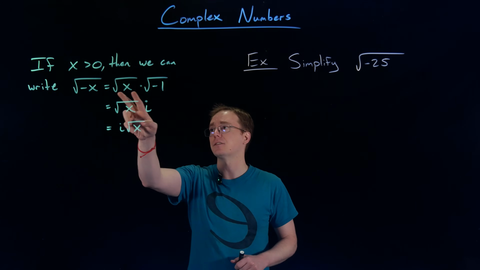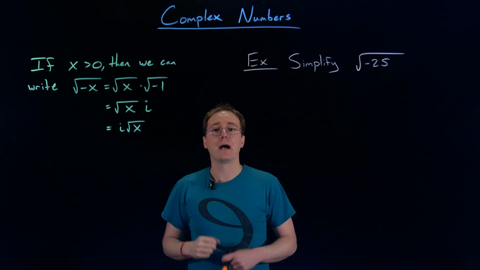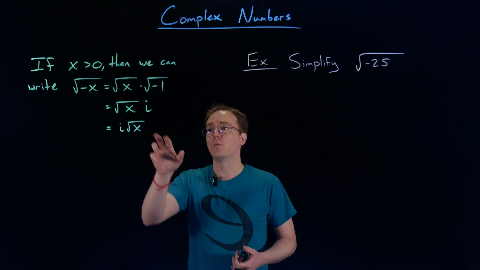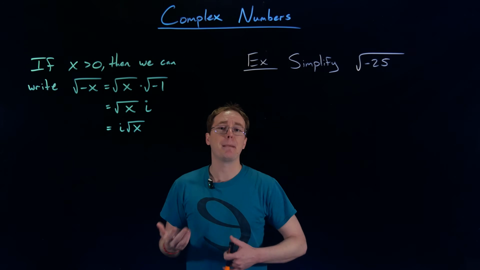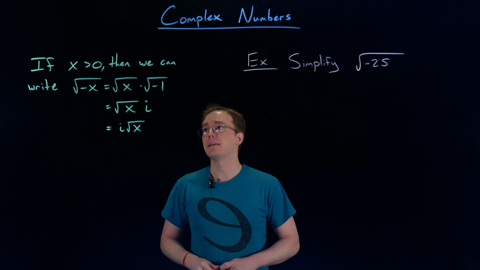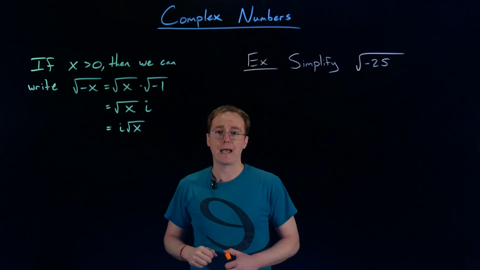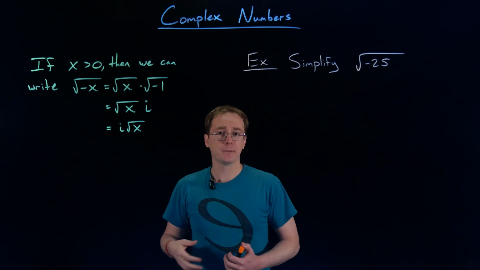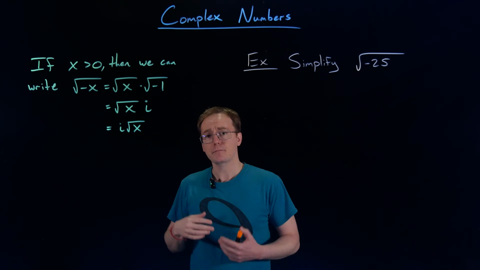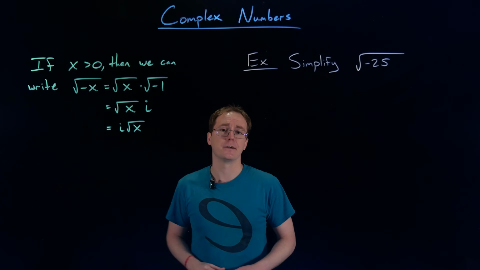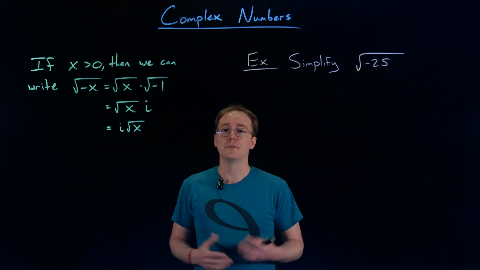We'll break it apart as the square root of x multiplied by the square root of -1. And then that square root of -1, we always turn into and write as that imaginary unit i. So that gives us the square root of x times i, or i times the square root of x. The order there doesn't matter because it's just the order of multiplication, but sometimes you'll see one order over another just for clarity. All right, so let's go ahead and apply this idea to a couple examples.